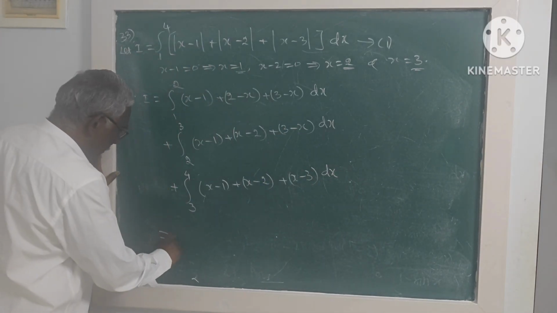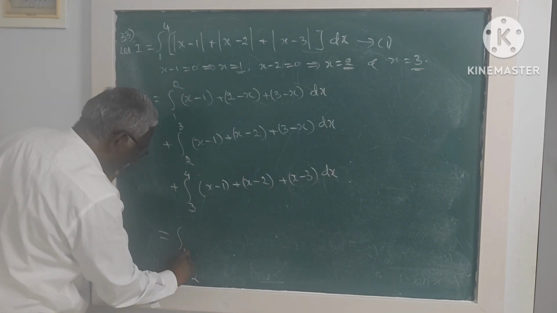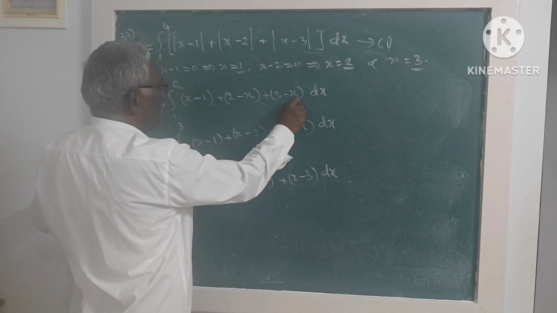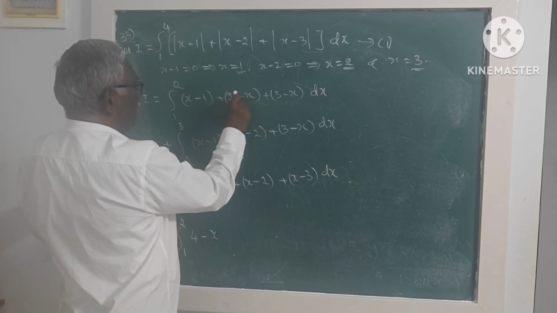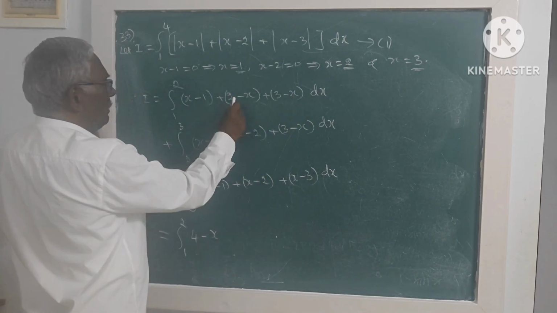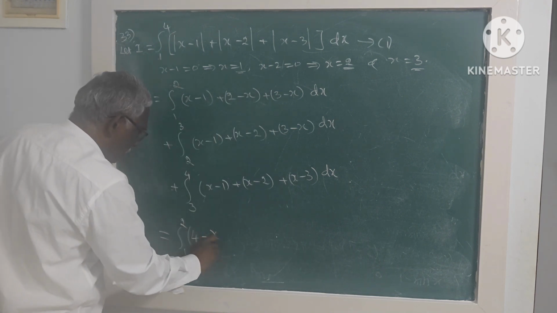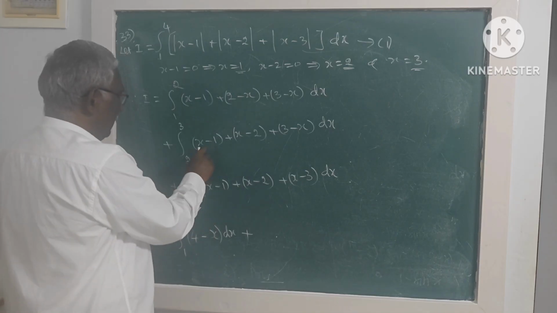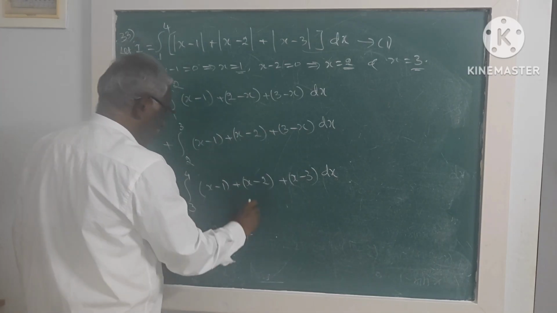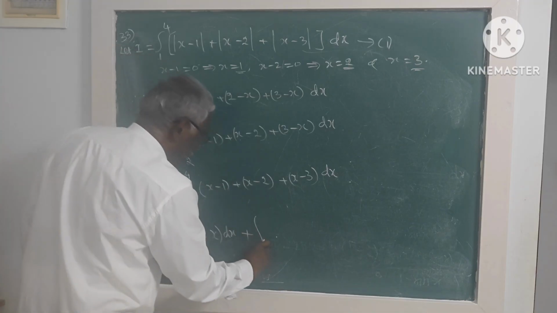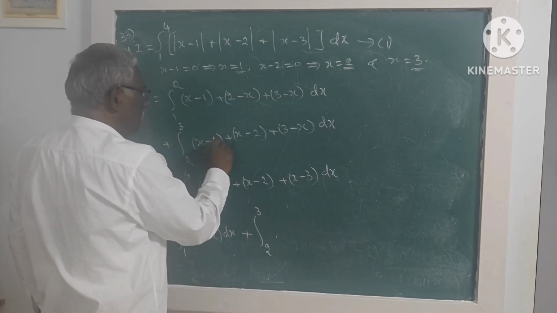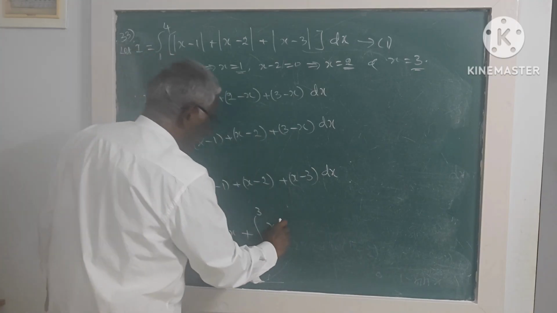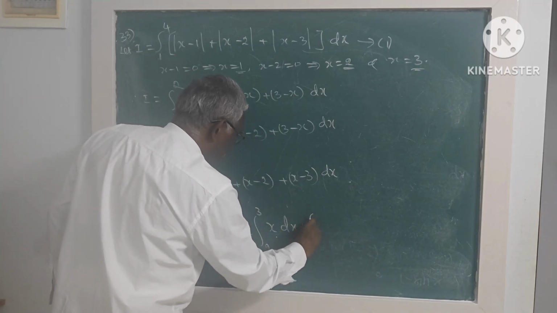Now this is equal to integral 1 to 2 of x minus x minus x, so minus x, 2 plus 3, 5 minus 1, dx, plus x plus x minus x. So here comes 2 to 3: 2x minus x is x, minus 3 plus 3, 0. So x only. Plus 3.